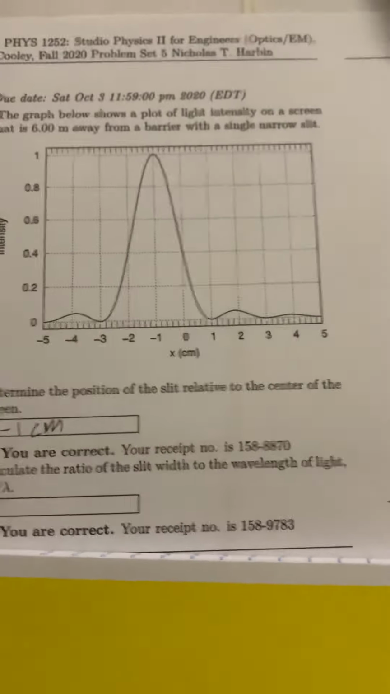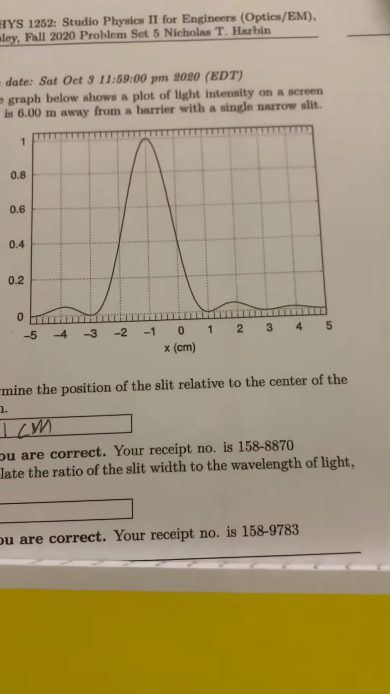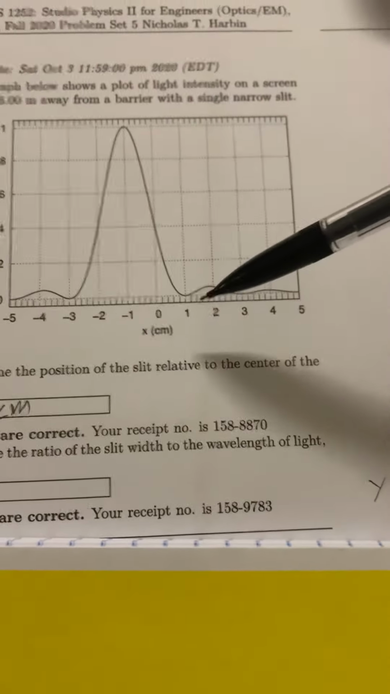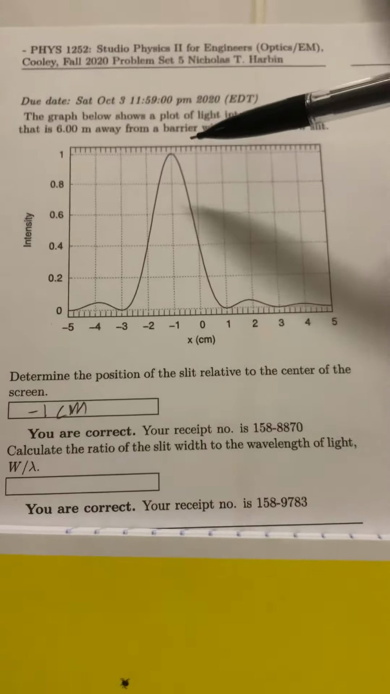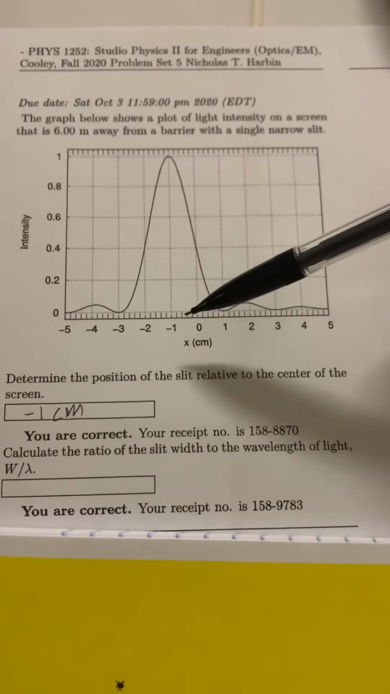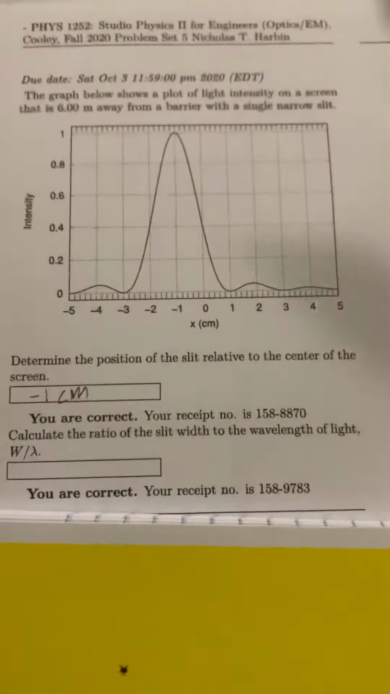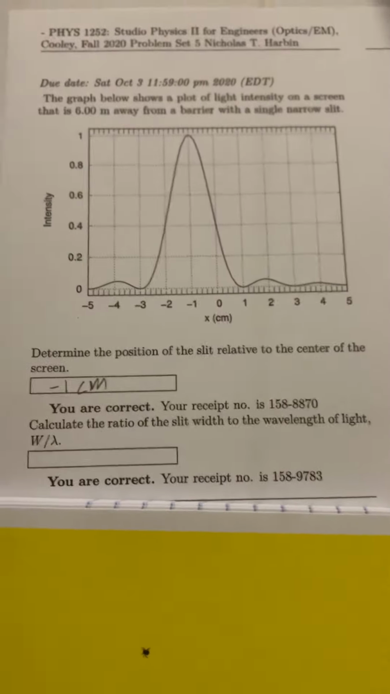To interpret this graph, we need to know the difference between the maxima, which is the high point of the graph, and the minima, which is the low points of the graph. The center of the maxima is located at -1 centimeters, and that is the position of the slit relative to the center of the screen.